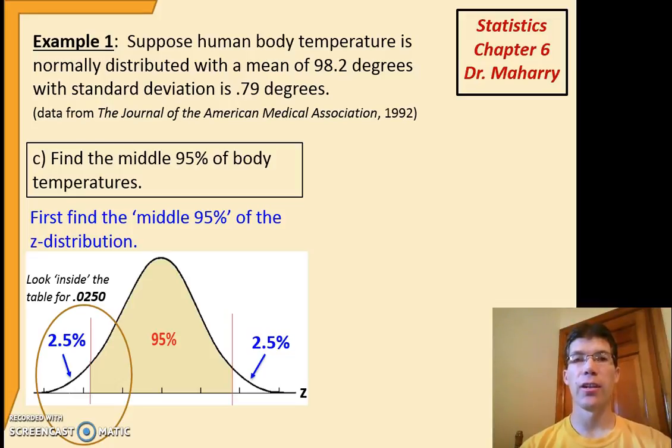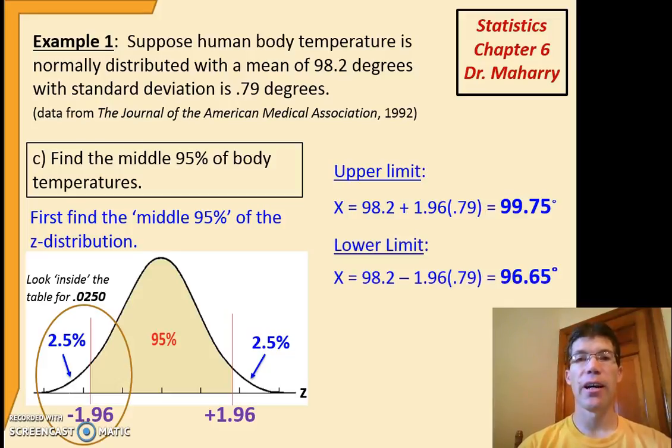So instead of looking down the left side and across the top for a z-value, I'm looking inside the table, trying to find as close to 0.025 as I can. Well, if you do that, you find 0.025 in the table, and that corresponds to a z-value of negative 1.96. So since I know the z-distribution is symmetrical, I know that positive 1.96 would then cut off the upper 2.5%.